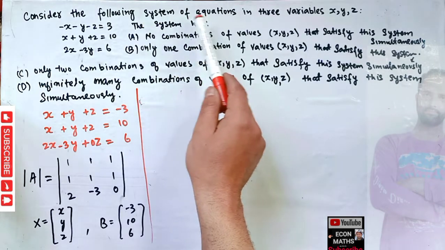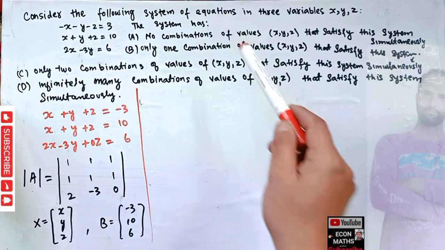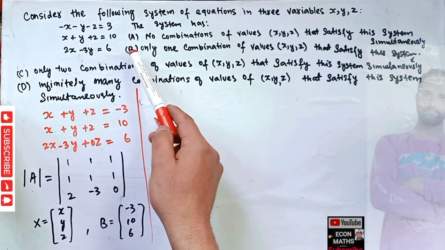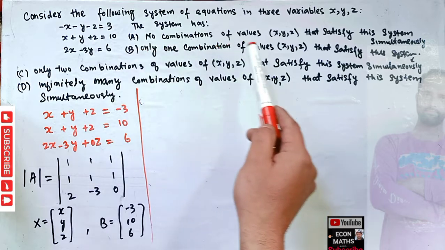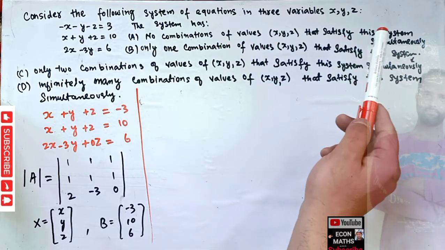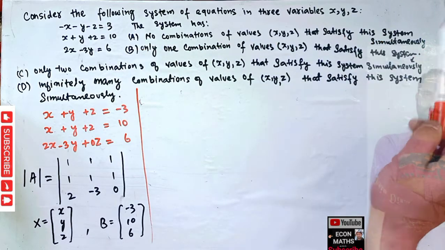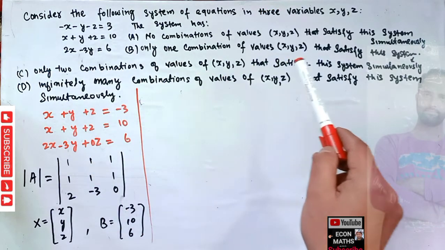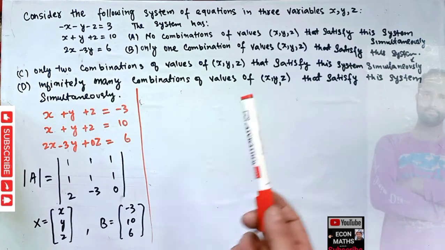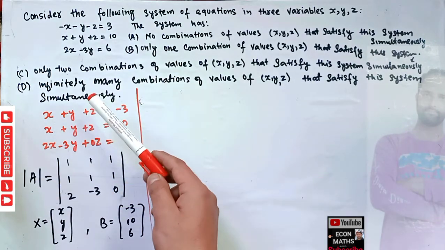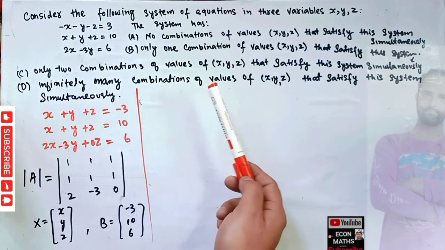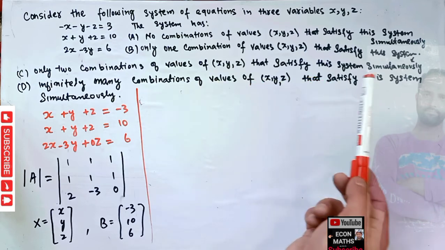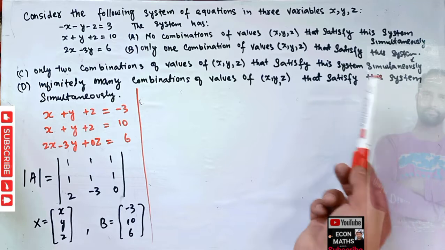The system has, first option, no combination of values x, y, z that satisfy this system simultaneously. Another option is only one combination of values of x, y, z that satisfy this system simultaneously. Third option is only two combinations of values of x, y, z that satisfy this system simultaneously. And fourth option is infinitely many combinations of values of x, y, z that satisfy this system simultaneously.